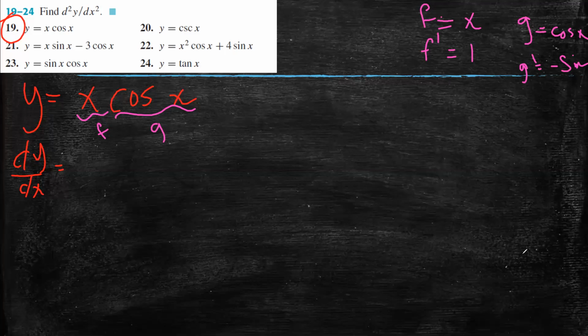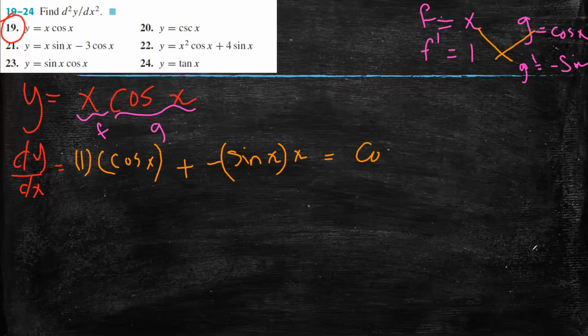Then the derivative here is f prime g plus g prime f. F prime is 1 times g, which is cosine, plus negative sine x times x. So dy over dx now will be cosine x minus x sine x after I simplify it. Is it right? Yes.